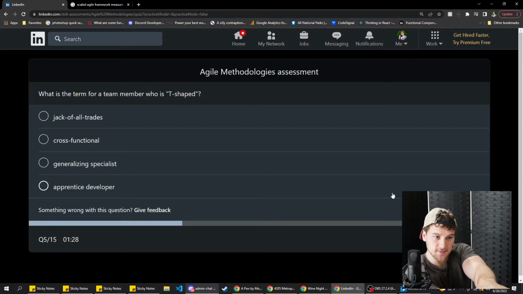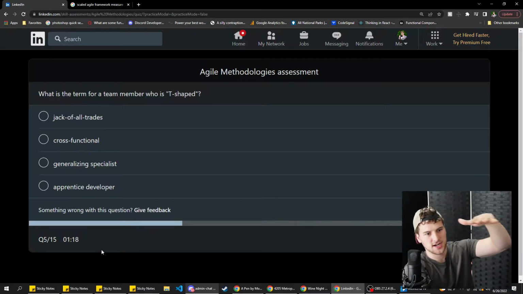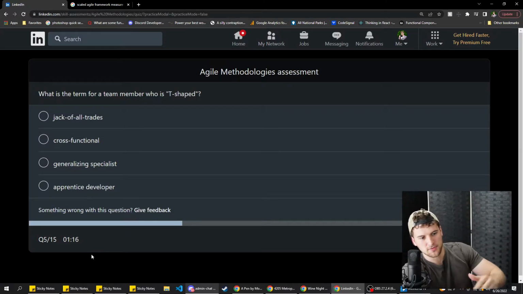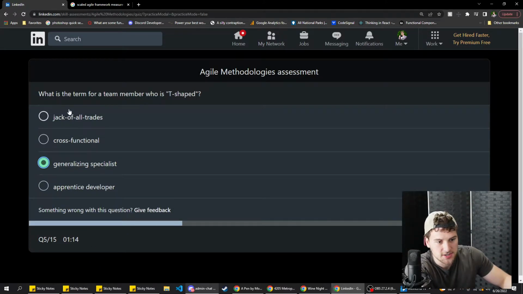What is the term for a team member who is T-shaped? Jack of all trades. No, so T-shaped would be like shallow knowledge and then depth, right? Generalizing specialist, apprentice developer, cross-functional. I think it's generalizing specialist. Well, actually, T doesn't imply a generalist, right? Well, maybe they have a general knowledge of everything and they specialize in one thing.